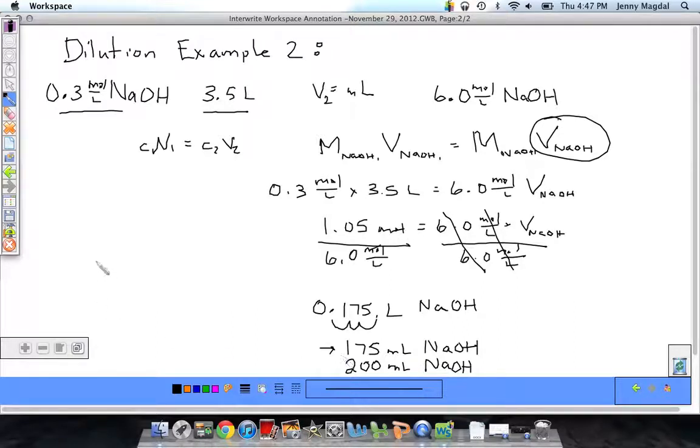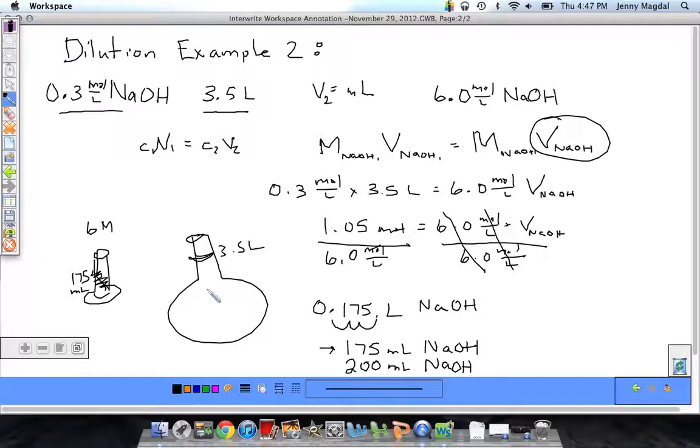So again, what this is saying is I'm measuring out in my graduated cylinder an initial volume of my 6 molar NaOH at 175 milliliters. I'm going to put that into a volumetric flask that tells me at this point I'm at 3.5 liters. I'm going to add this to it and then add water to top it off. And then what I have in this beaker is now 0.3 molar.